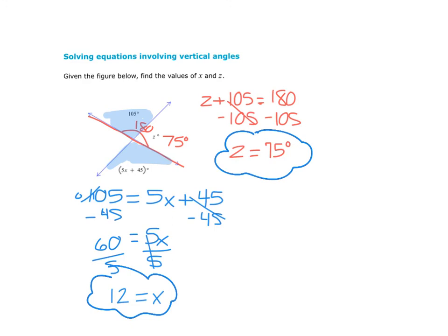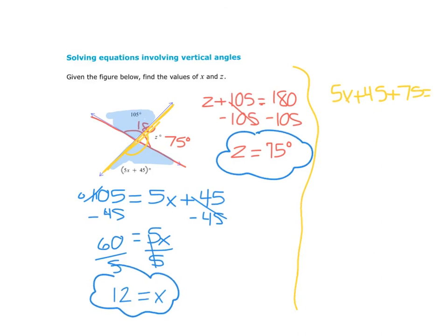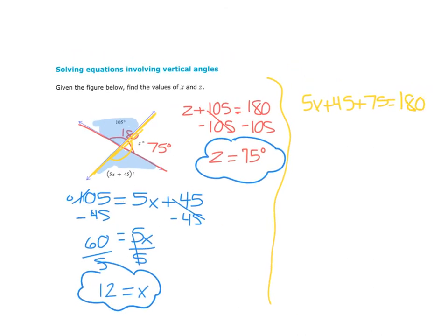Can you see another way we could have gotten the measure of x on this one? Another equation I could have written is I could have pulled on the fact that these two angles have to add up to 180 degrees. So a different equation I could have written would have been 5x plus 45 plus 75 equals 180. And if I go ahead and solve this equation, I'm going to have 5x plus 120 equals 180. I can subtract 120 off of both sides, and I get 5x equals 60.